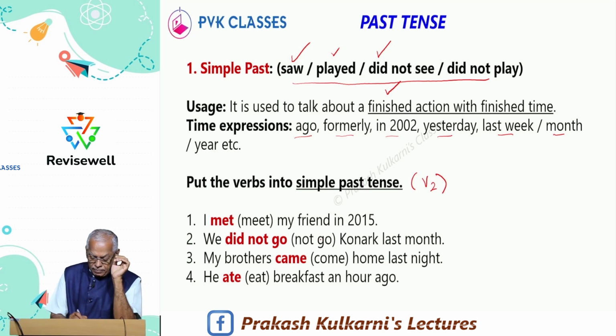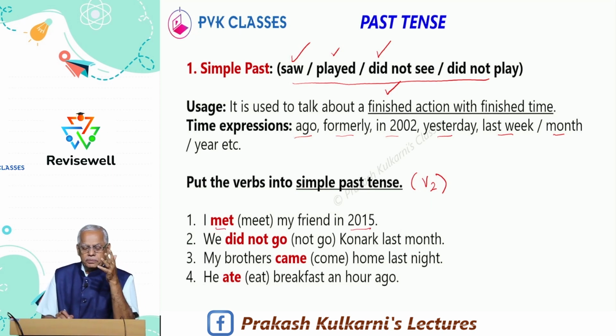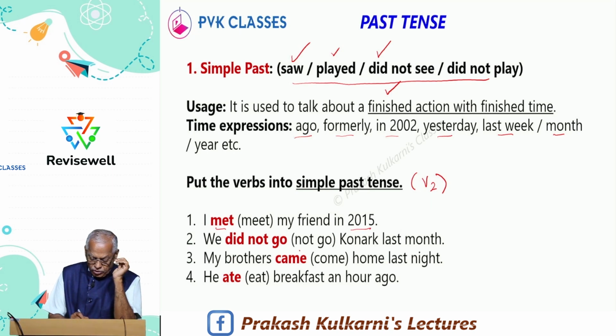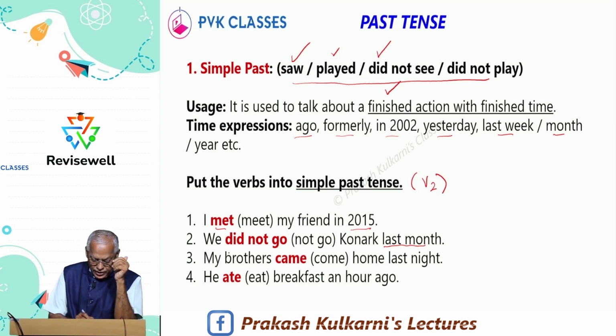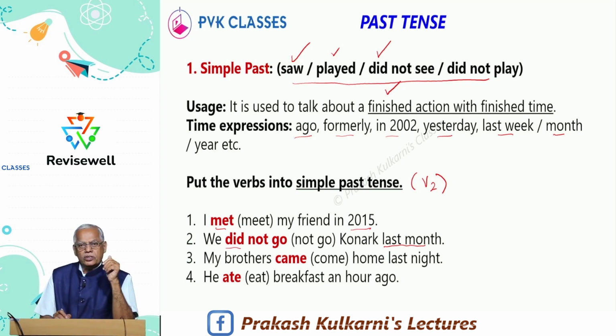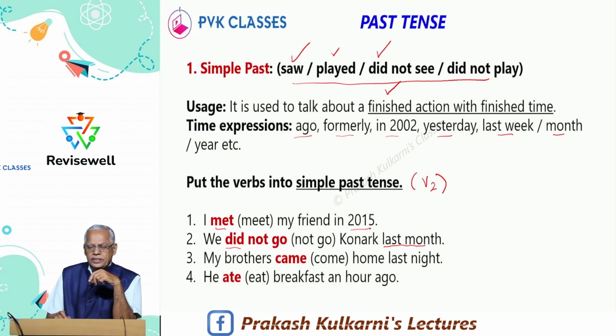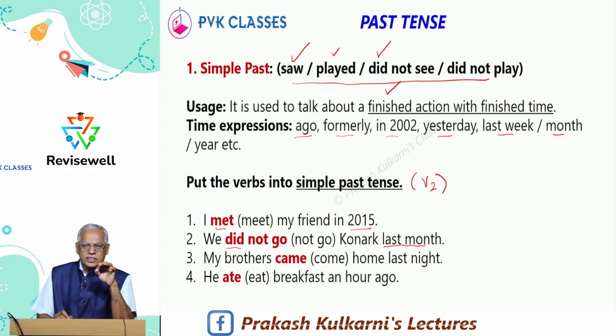And, I met my friend in 2015. In 2015 is there and met is there, so it indicates past tense. We did not go to Konark last month. See, last month is past tense. Therefore, did, negative sentence, did not go. In this did not go, did tells the tense.